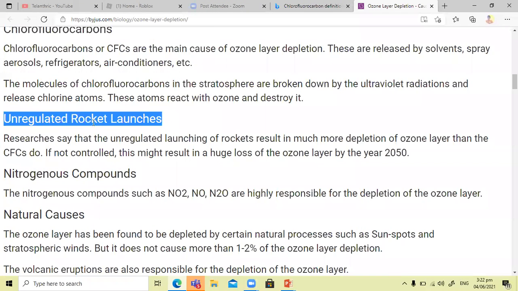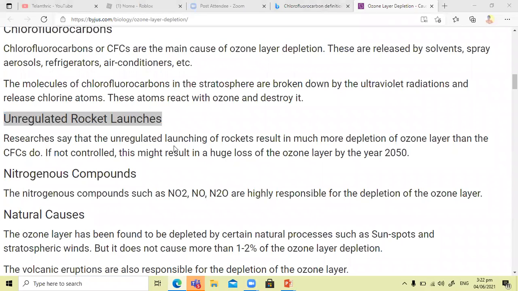Unregulated rocket launches. Researchers say that the unregulated launching of rockets results in much more depletion of the ozone layer than the CFCs do. If not controlled, this might result in a huge loss of the ozone layer by the year 2050.